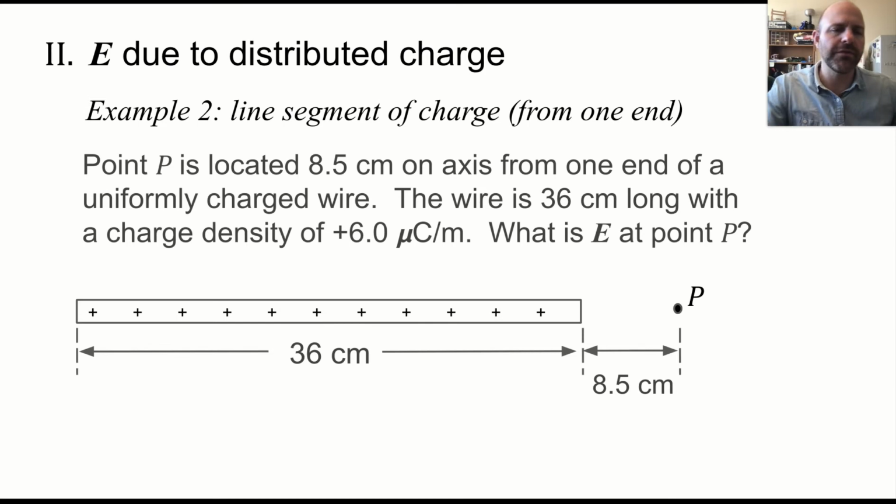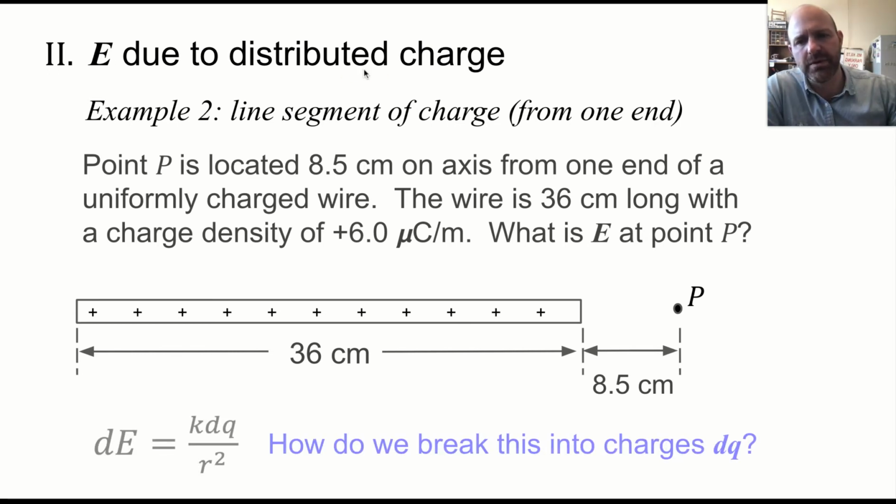So how do we do this? Well, for a linear arrangement of charge, here I've got a rod that has some positive charge on it. We say that it's 36 centimeters long, and we're interested in the electric field out at point P, 8.5 centimeters away from one end. So we know the charge density, 6 microcoulombs per meter. We have the length of everything. We've got all the dimensions. So what do we do first?